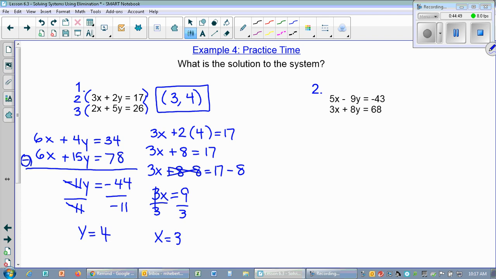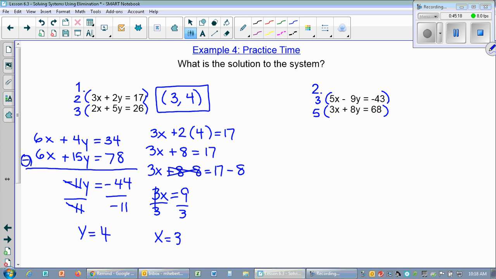So my second one, 5 does not go into 3 evenly. 3 does not divide into 5 evenly. 9 does not divide into 8 evenly, and 8 does not divide into 9 evenly. So I'll multiply the entire first equation by the first coefficient of the second equation, which is 3. And I'll multiply the second equation by the coefficient 5 of the first equation.